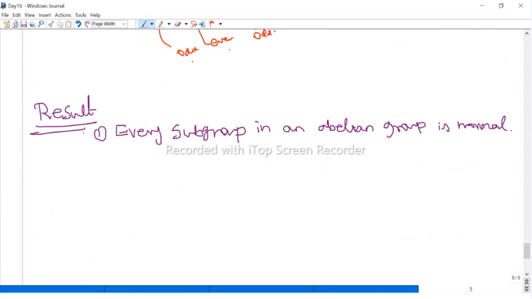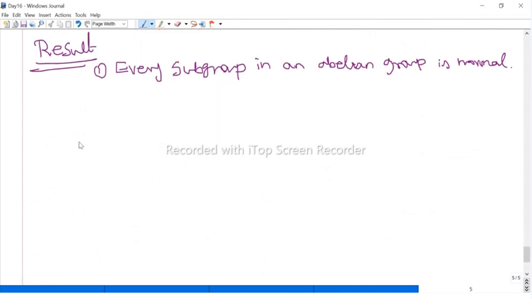Every normal subgroup is a subgroup, but subgroups need not be normal. We will give some examples. Even if you take the Klein 4 group, it is normal in A 4, but not normal in S 4. Anyway, we will discuss later. So maybe I can write the result: not all subgroups are normal.